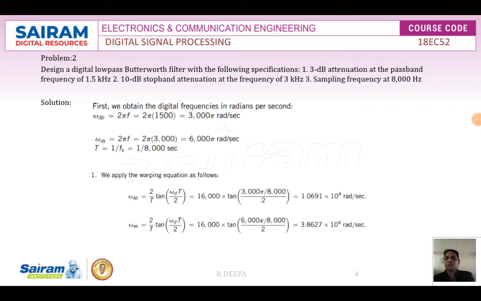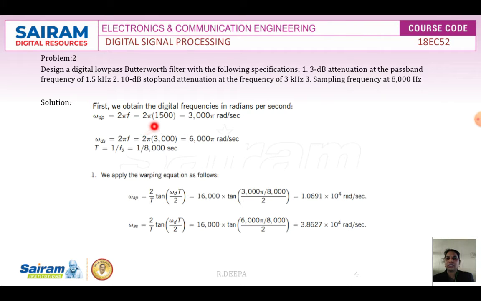So the next problem is, again, to design a digital low pass Butterworth filter for the given specification: 3 dB attenuation in the passband and 10 dB stopband attenuation, with a passband edge frequency of 1.5 kHz, a stopband edge frequency of 3 kHz, and a sampling frequency of 8 kHz. As we did in the previous problem, first we will convert the given digital frequencies into analog frequencies. The formula is 2 pi f.